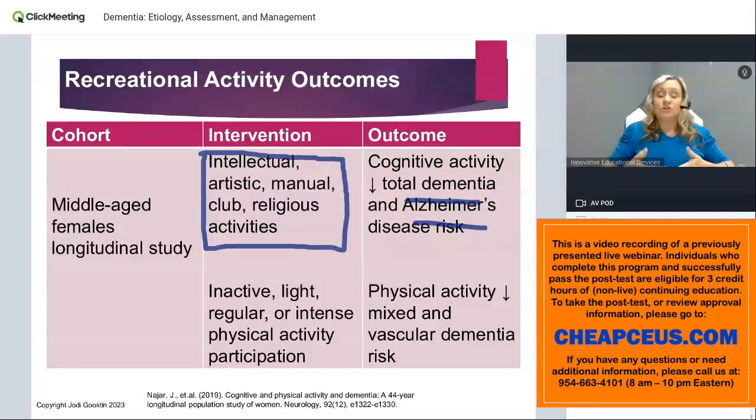Those individuals who were also participating in physical activity regularly, they found that those individuals had a decreased risk of the different forms of dementia, particularly vascular dementia. Those individuals had a 53% decrease in incidence of stroke.